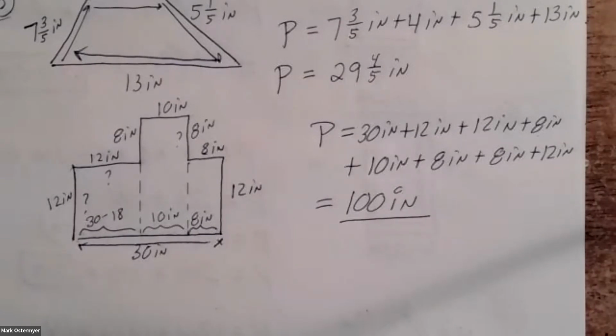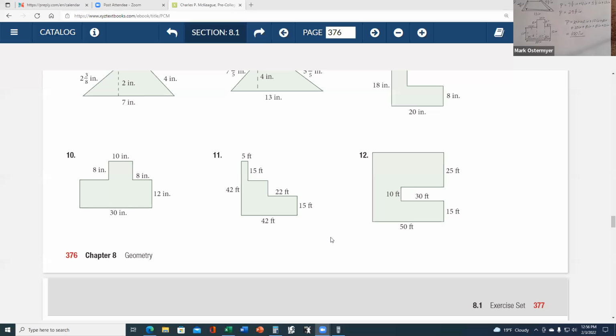That's the perimeter. Notice we don't have a nifty little formula to compute the perimeter of this type of shape because it's not a square or a rectangle. It's a weird looking shape. It's a conglomeration of what looks like a whole bunch of little rectangles. Do you agree? All right. So that one's done. That was number 10.